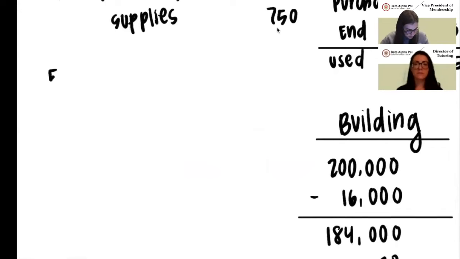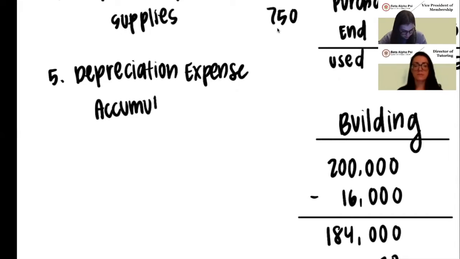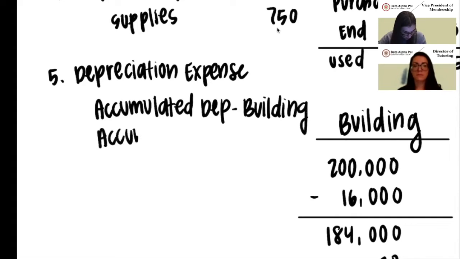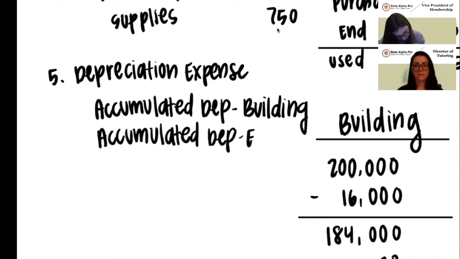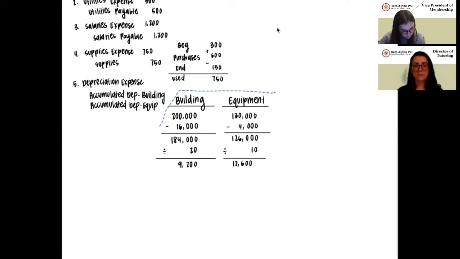So our adjusting journal entry at the end of the year for our depreciation is going to be our depreciation expense. And we'll calculate this number in a second. And we're going to do accumulated depreciation for first our building, and then also accumulated depreciation for our equipment. So let's move this over a little bit.